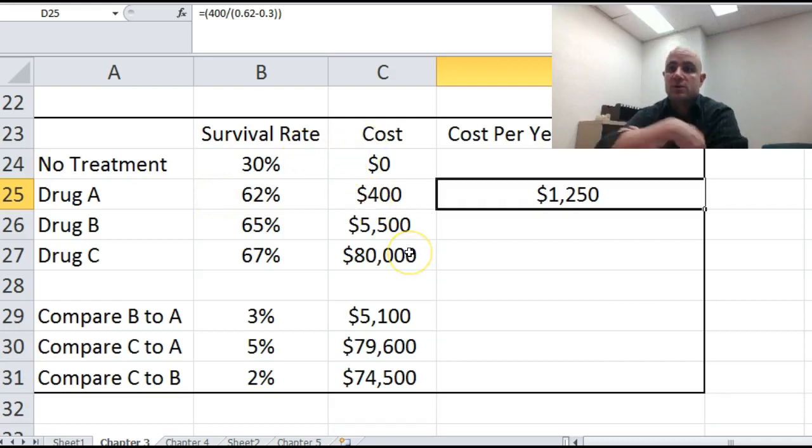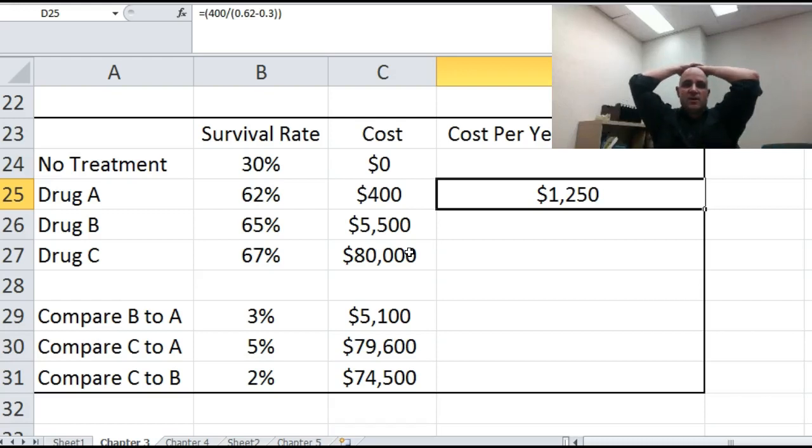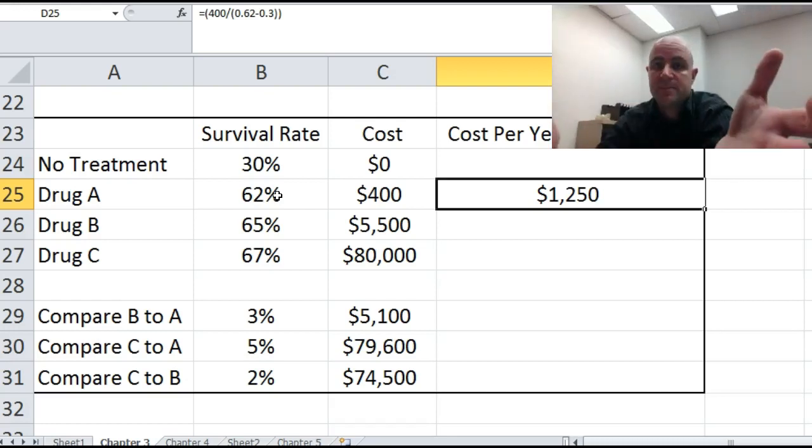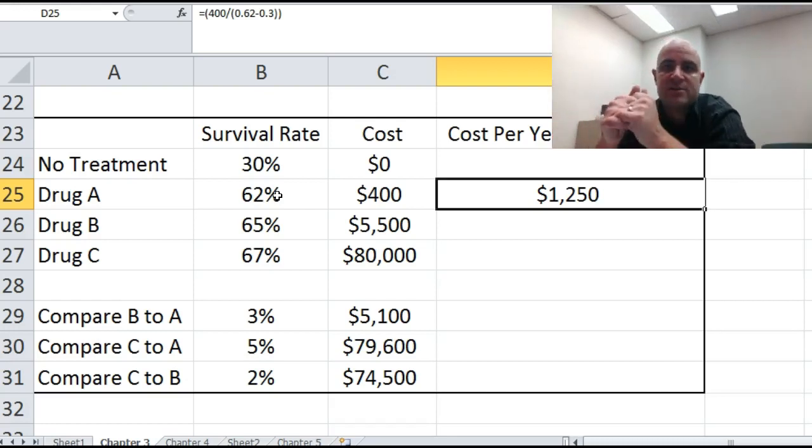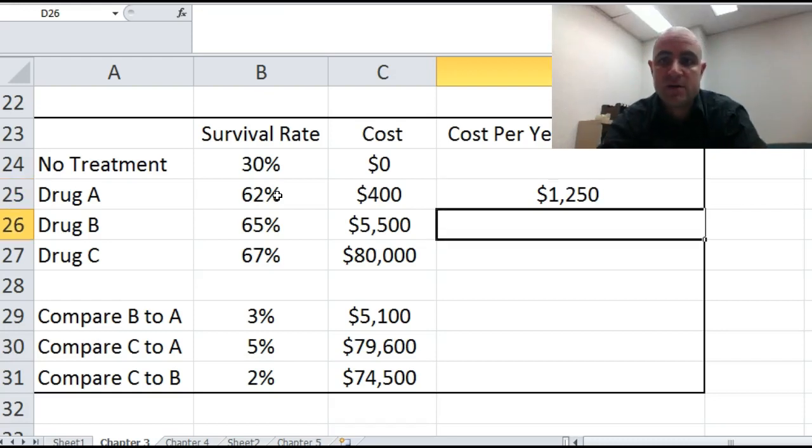The cost is 400. Now, the reason why that cost per year of life saved is useful is that it basically is a way to scale it up to where you would get 100% in essence. So if it costs you 400 to get a 32% higher chance of survival, what is it going to cost to give you 100%? And granted, you're not going to get 100%. It's not realistic to look at it that way, but this is just a way to compare apples to apples.